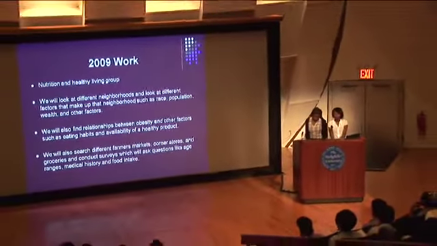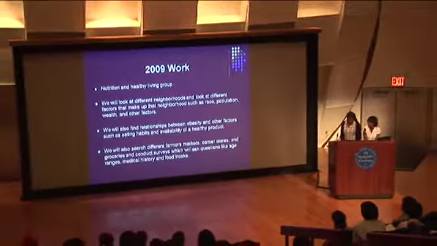Since 2009, we're working in the nutrition program, Healthy Living Group, and we work in different neighborhoods and the factors that make up that neighborhood, such as race, population, wealth, and other factors. And depending on that neighborhood, the type of products that are given out, and we work on different diseases such as diabetes and how the way people eat affects their health. And we also go to different places such as farmers markets, corner stores, groceries, and other places, and we conduct a survey and ask questions like age range, medical history, and food intake.